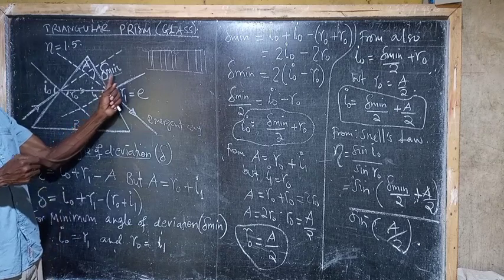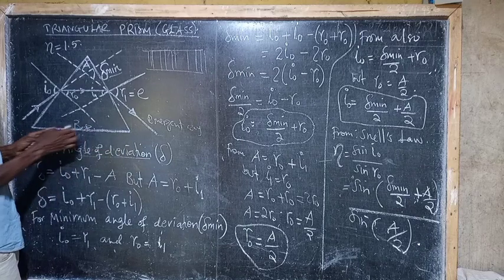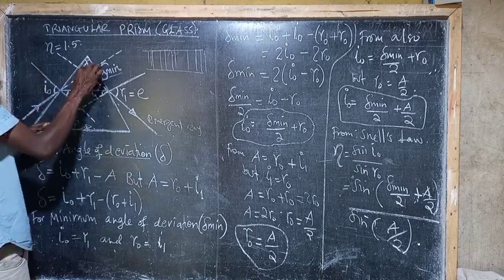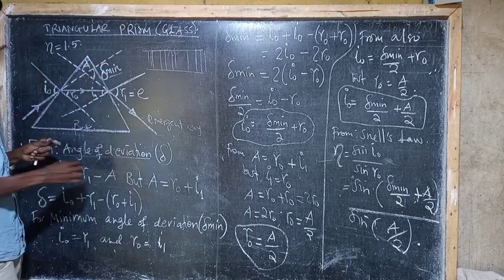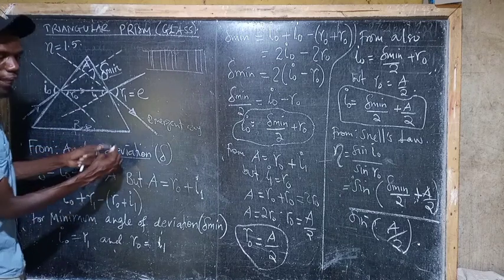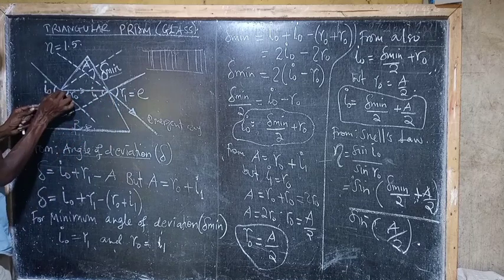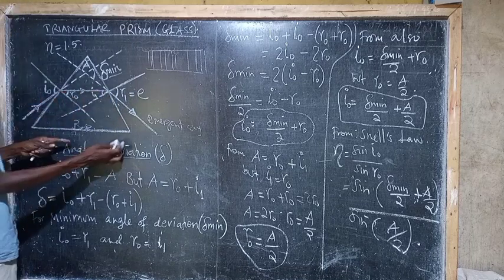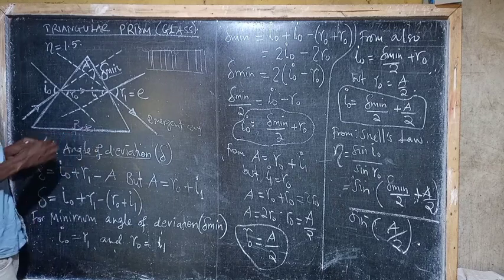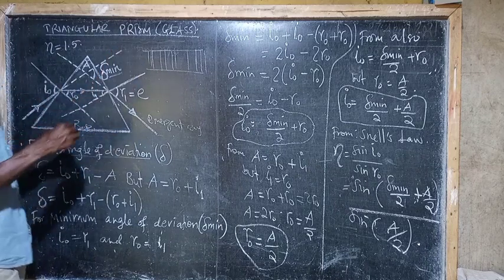If there is no such principle, it means this refracted ray is not parallel to the base, and that cannot form what we call a minimum angle of deviation. Because the minimum angle of deviation is only obtained if the special angle of incidence causes the refracted ray to be parallel to the base of the triangular prism. This is the base of a triangular prism, and that is the only principle.